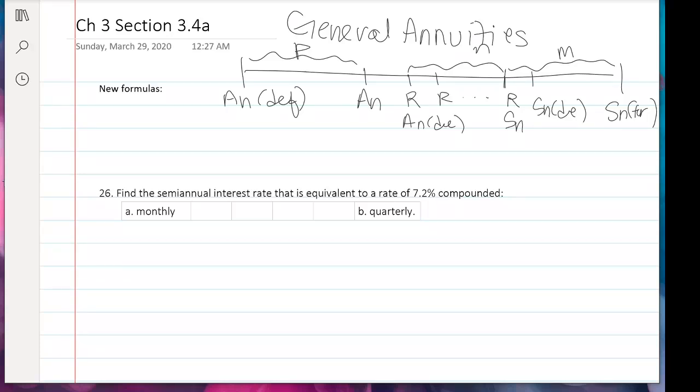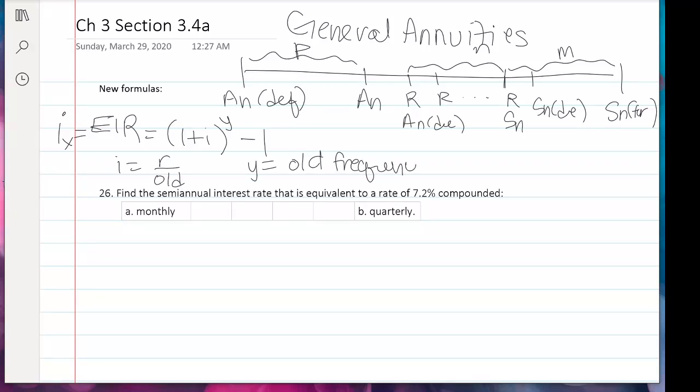Our formula, we've talked about this before. We're going to use what's called the EIR, the effective interest rate, and that's 1 plus the current i to the y, minus 1. Your book writes this as i sub x. Now your i is going to be our interest rate over the old frequency, and then y is the old frequency of interest divided by the new frequency of interest.